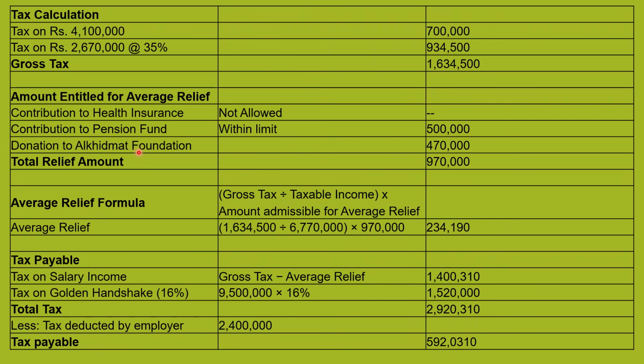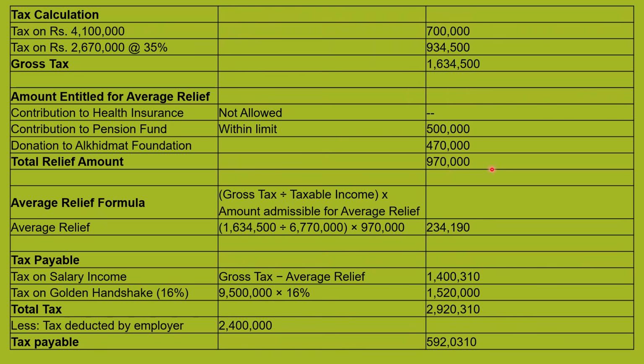Similarly, donation to Al Khidmat Foundation. Donation to Al Khidmat Foundation is 4 lakh 70,000. In the case of an individual, it should be up to 30% of income. So that is also within limit. It is within the 30% of taxable income. The actual amount of donation to Al Khidmat Foundation is 4 lakh 70,000. The total relief amount is 9 lakh 70,000.